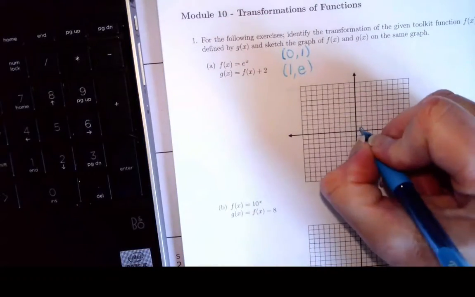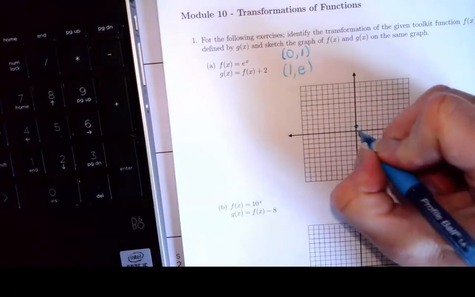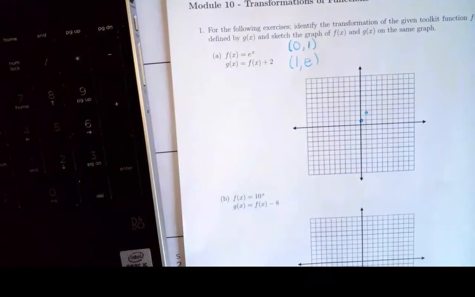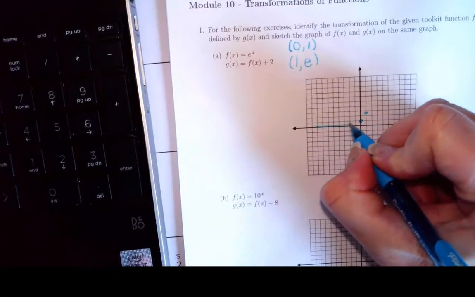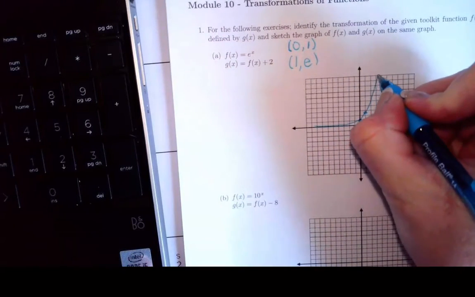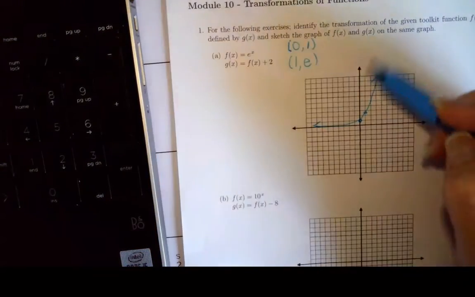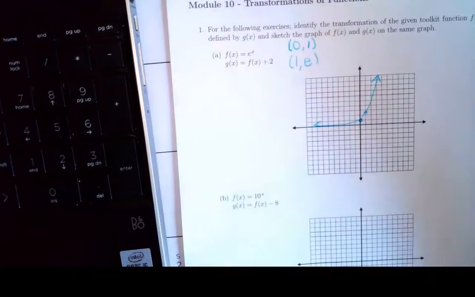So I know that the point 0, 1 is on my graph, and I know that the point 1 comma e, which is 2.71, is also on the graph. So looking at this, I know that I can graph that. Everything else is an estimate of the points. I don't know exactly what that point is. I'm just ballparking it at this point.